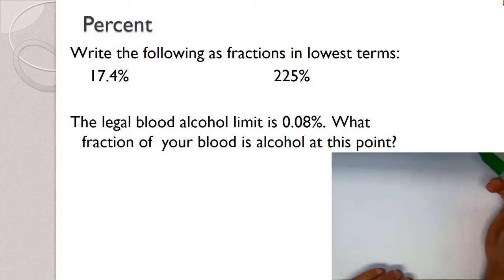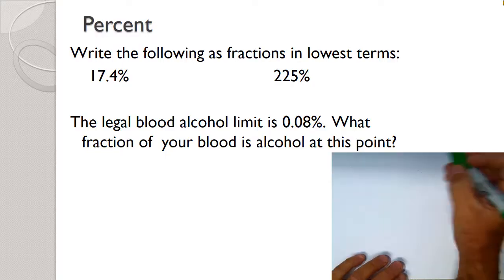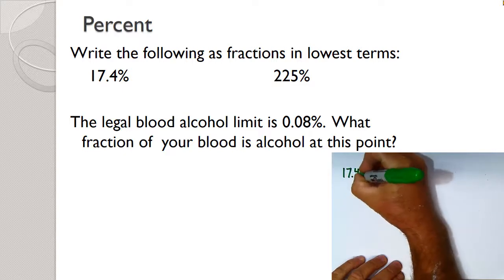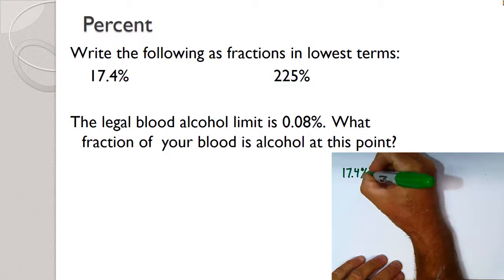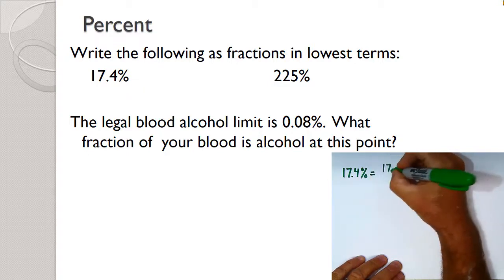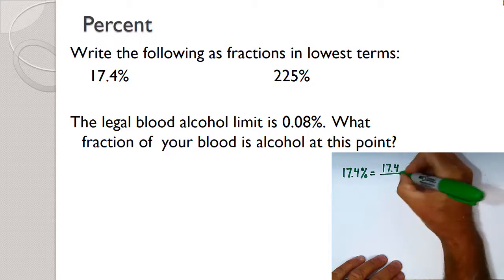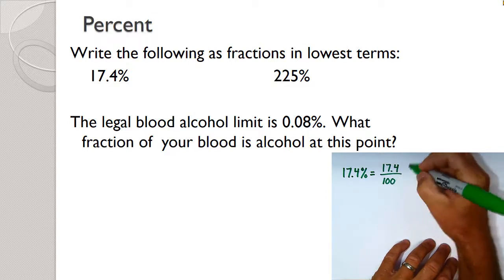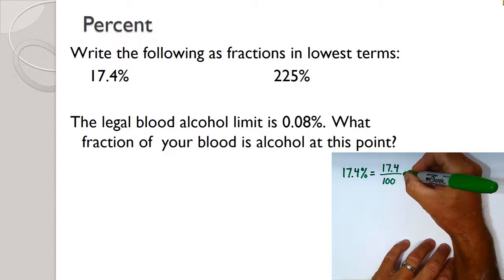Let's take a look at these three examples. So let's take the decimal 17.4% and express that as a fraction in lowest terms. Well, we know that 17.4% can be written as 17.4 per hundred. That's what a percent is. That gets us a ratio or a fraction, but we don't like decimals in that. We saw that in our lesson on ratios just a little bit ago.